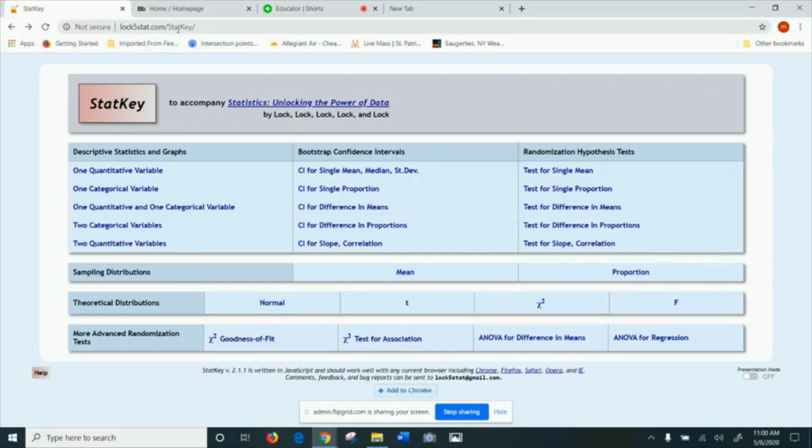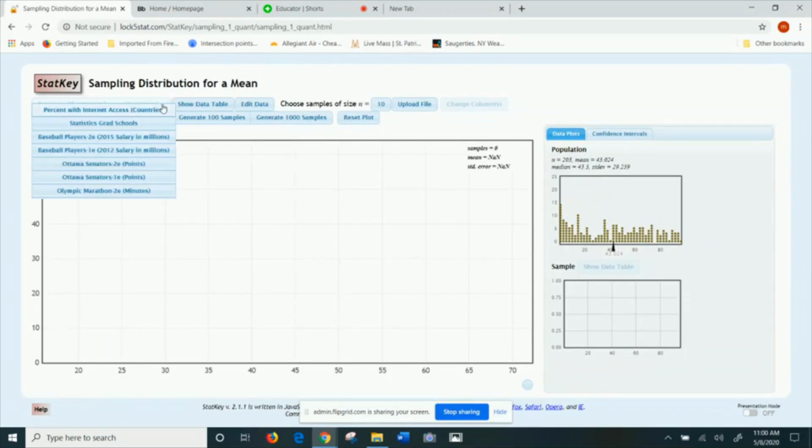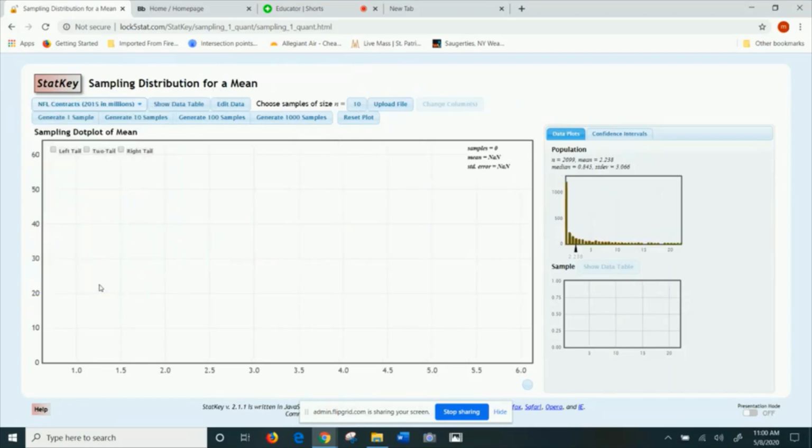I'm here at AlgII.com. We're going to look at sampling distribution mean. I'm going to change this percent with internet access to NFL contracts in the year 2015. Okay, so on the right-hand side, the actual population. So in the year 2015, of the 2,099 NFL players, the mean salary was $2.238 million.